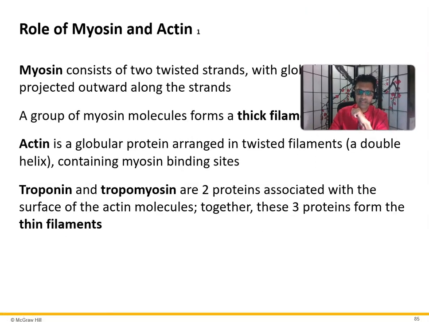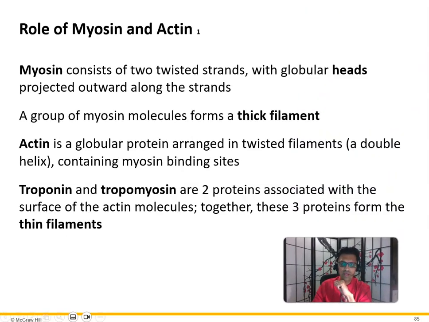Now, myosin consists of two twisted strands with globular heads projected outward. A group of myosin molecules forms a thick filament, which we talked about. Actin is a globular protein arranged in twisted filaments, a double helix containing myosin binding sites. A binding site is an opening where myosin can come in and bind to it and pull it towards each other. That's what actin has, a binding site. Remember, it's blocked by tropomyosin, and we need troponin to move it out of the way.